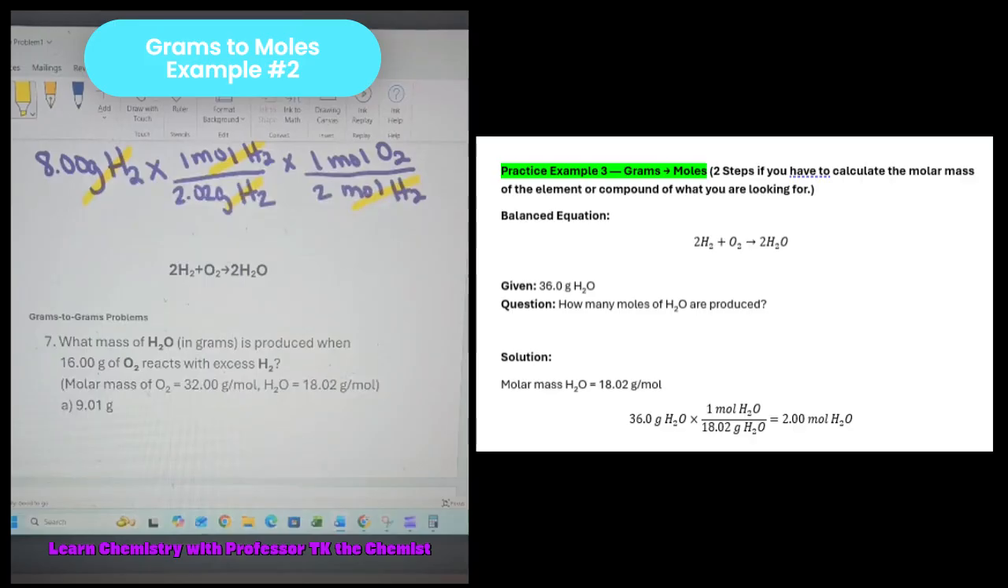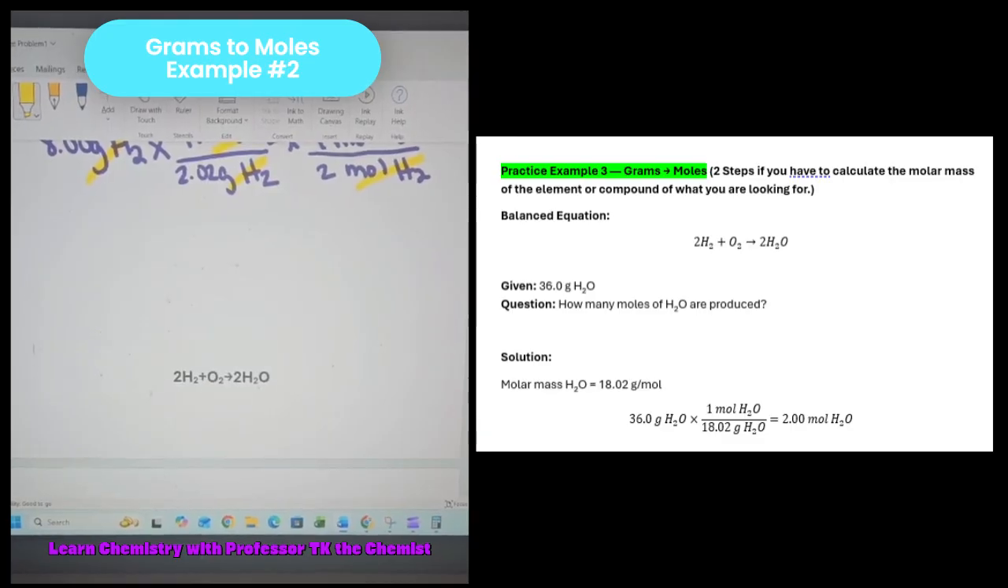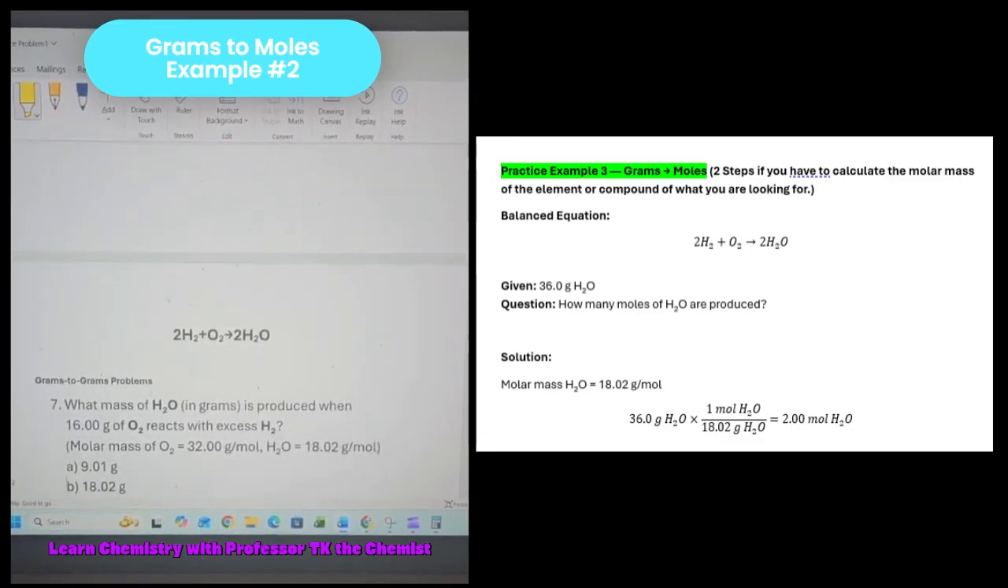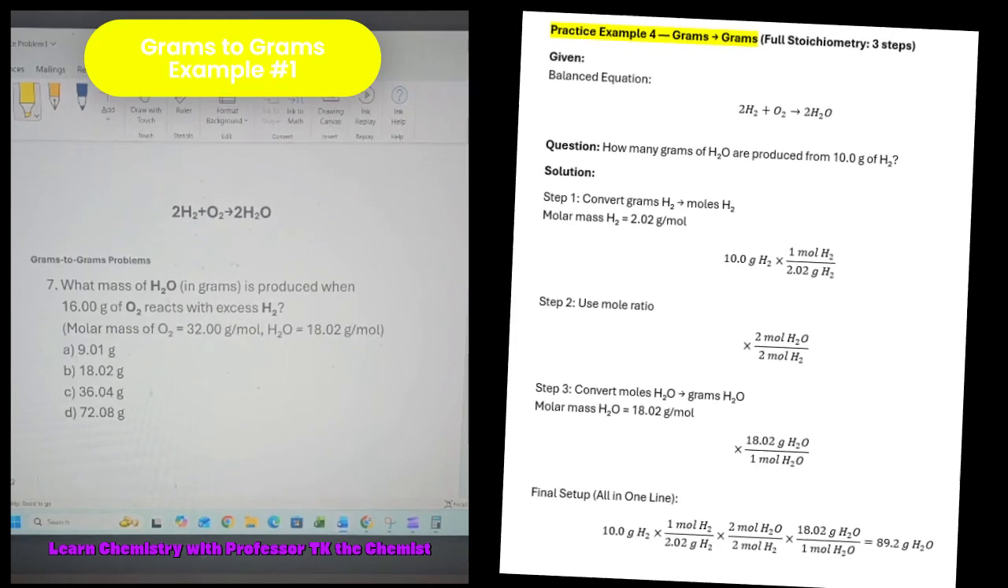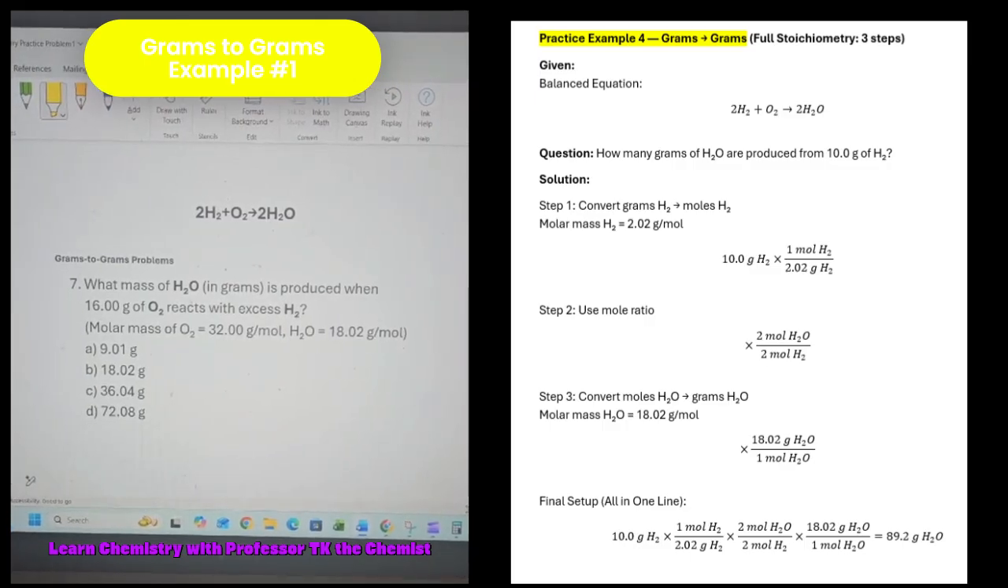This one right here has one extra step. I want you all to look at this problem. And because it's grams to grams, you're going from grams of one thing to the grams of something else. This one is going to require you to do an extra step. Okay, so let me show you.